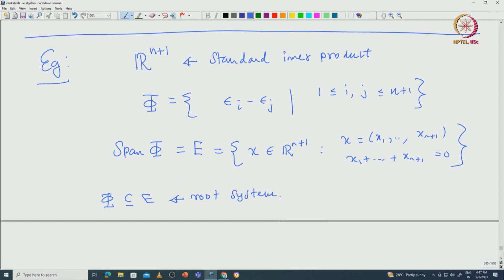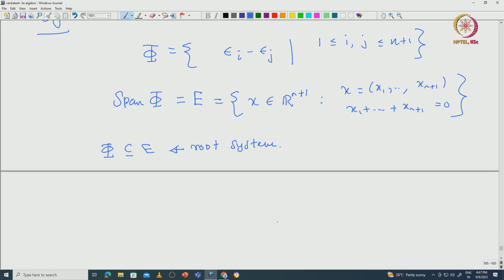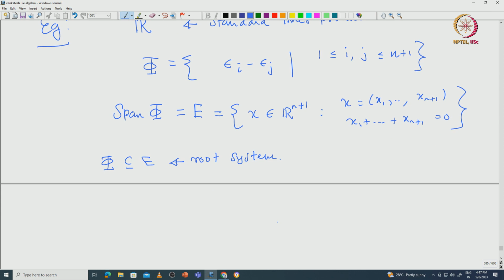I leave it to you to check that this is indeed a root system. The way we constructed it, Φ is finite, 0 is not there, and the span of Φ is equal to E. What else do we need to check? We need to check that the reflections leave Φ invariant, and that the Cartan numbers are integers.